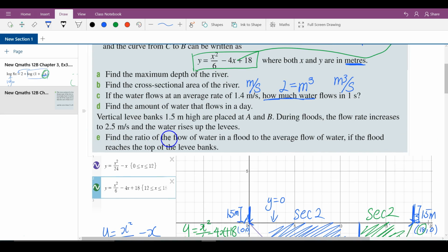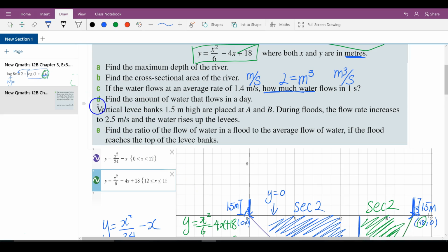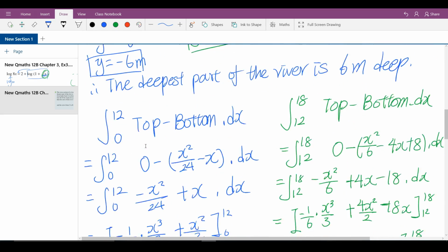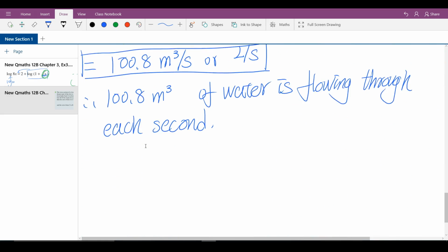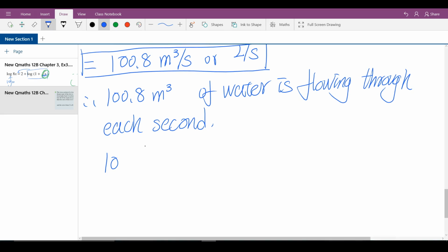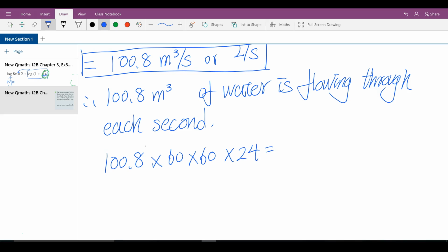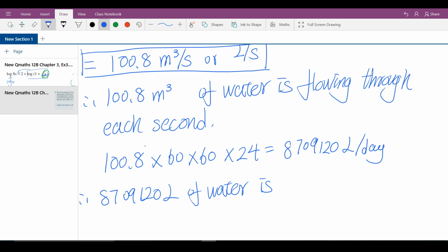We should go to question D first. Find the amount of water that flows in a day. We know that 100.8 meter cube of water flows each second. So in a day, how much is that? It's 100.8 times 60 seconds, 60 minutes and 24 hours. Sorry, we should have worked out question D first. That gives us 8,709,120 liters per day. Therefore, 8,709,120 liters of water is flowing through each day.